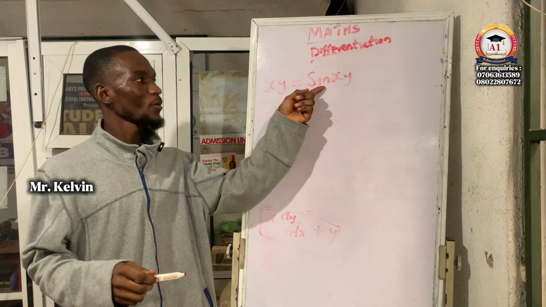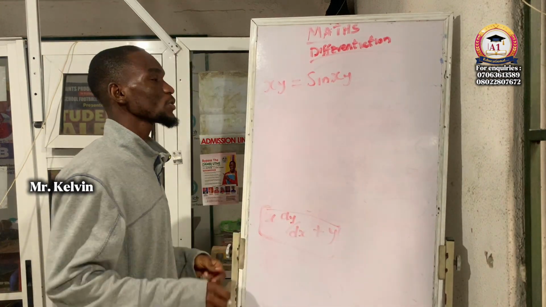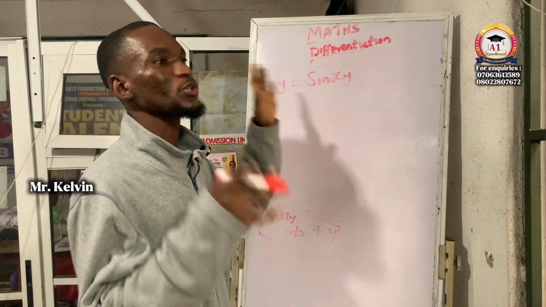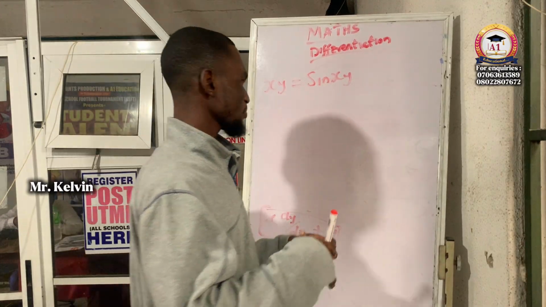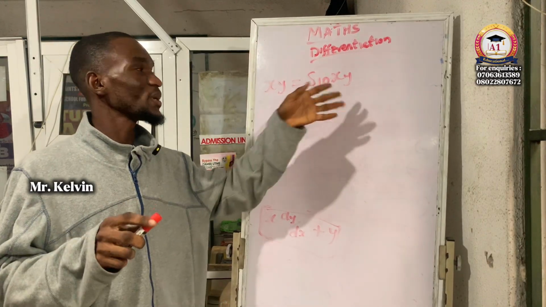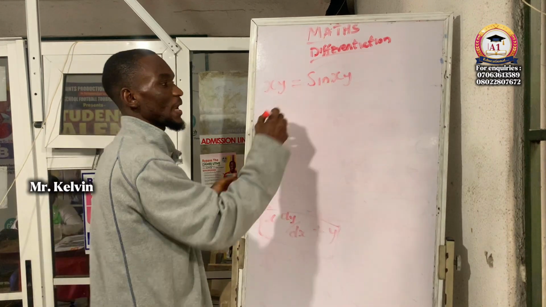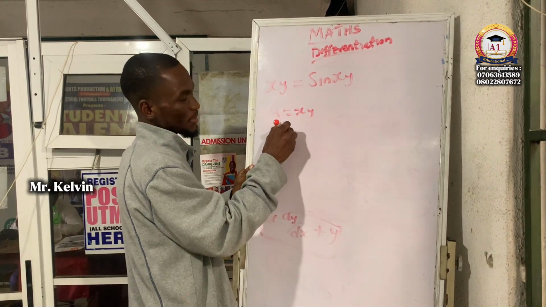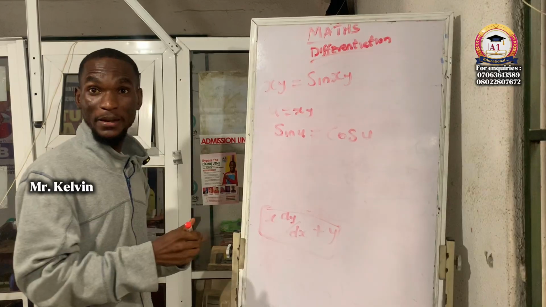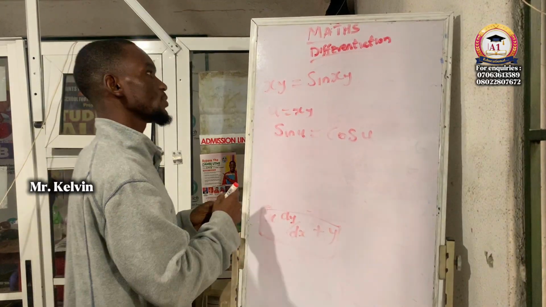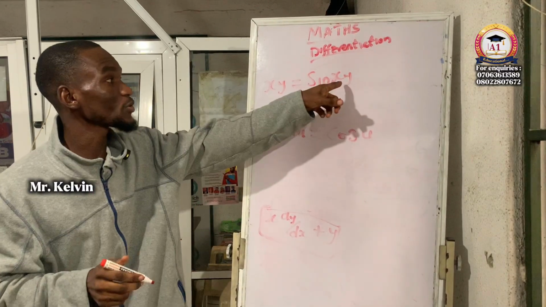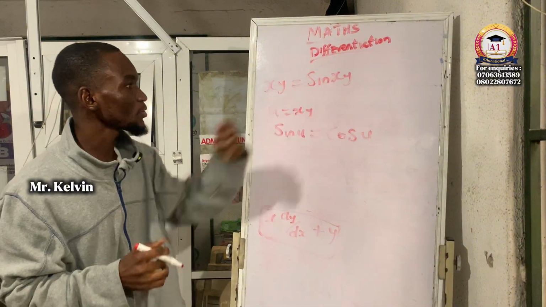Now this is a trig function and it's also a function of function. Here the core function is xy, and sine is the normal function, which cannot function without the core function. So we initialize u to be xy. Differentiating sine u gives us cos u. Then we do our normal differentiation here also, because this is actually a product rule.